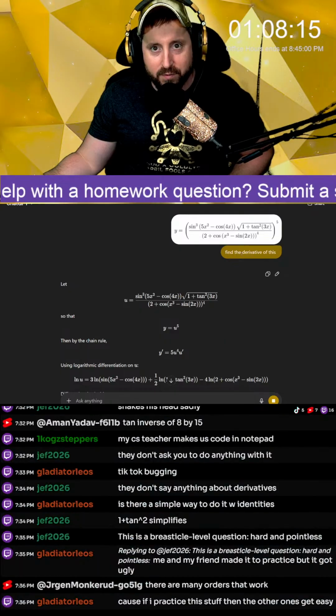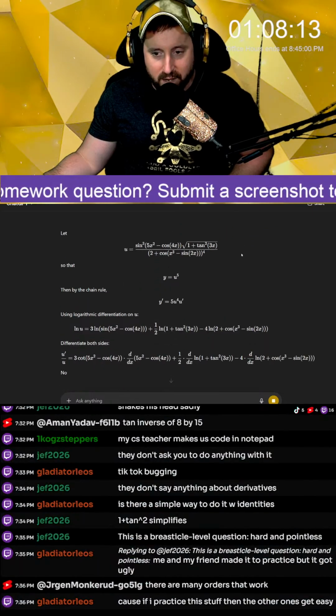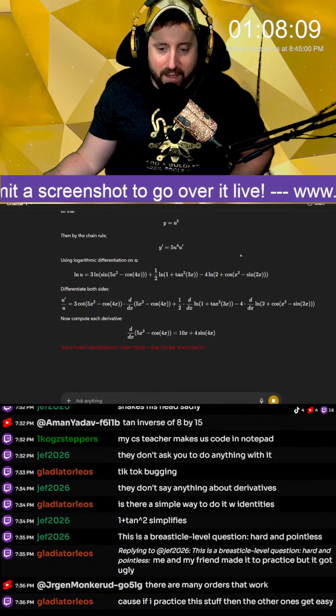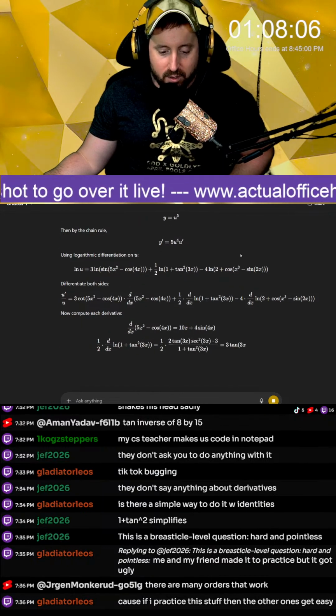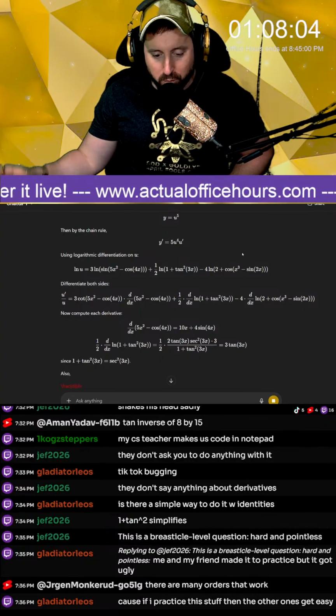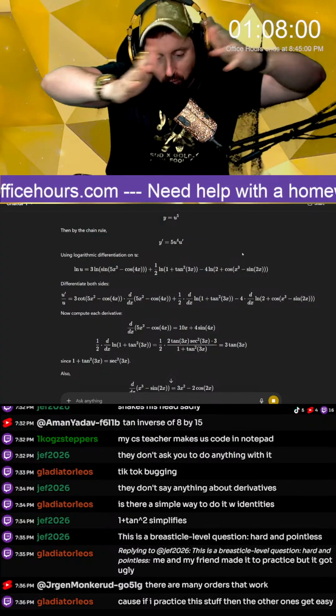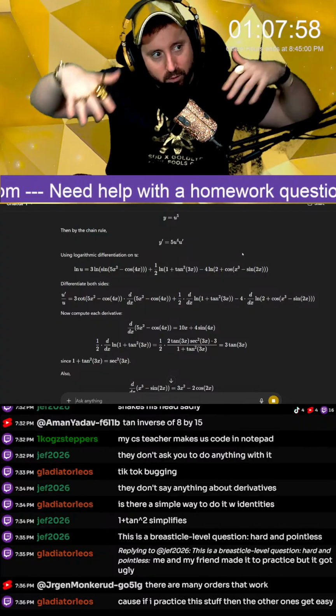If I practice this stuff, then the other ones get easy? No. I don't think anything gets easy if you could do this. Because you have to have a ridiculously large memory register in your brain to remember what nested level of the chain rule we're at. This is like 4 layers down.